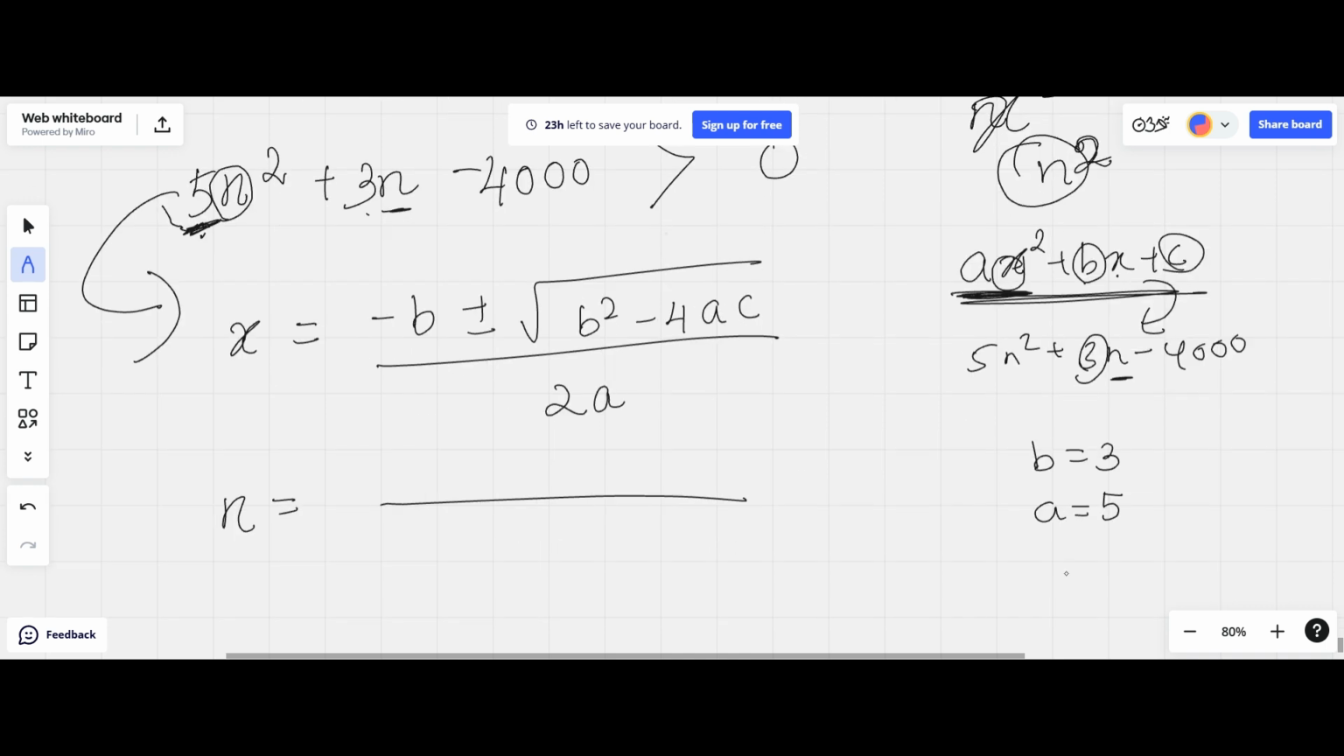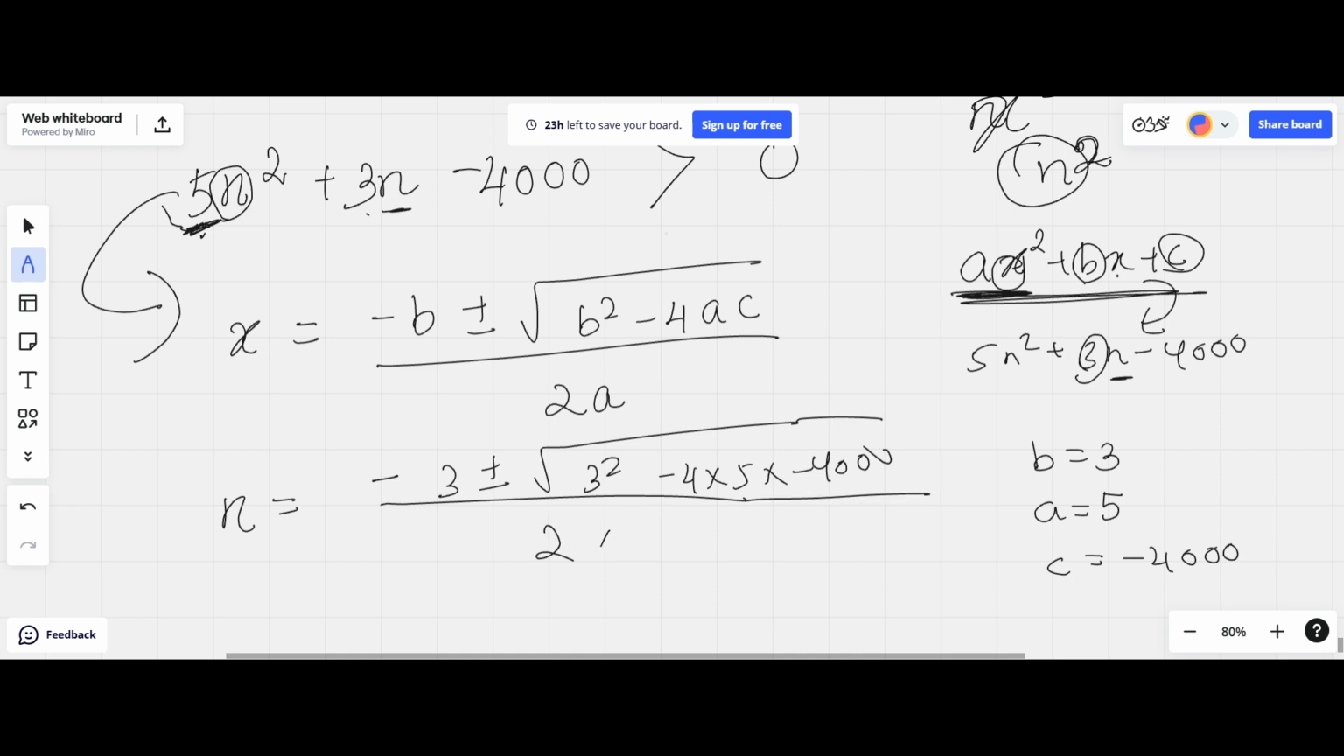Here, what is the last number? Okay, it is minus 4000. So what you need to do is just substitute these values. So minus b, what is b? 3. Plus or minus root b squared. b squared means 3 squared minus 4 into, what is a? 5, into c, which is minus 4000, divided by 2 into a. a is 5.